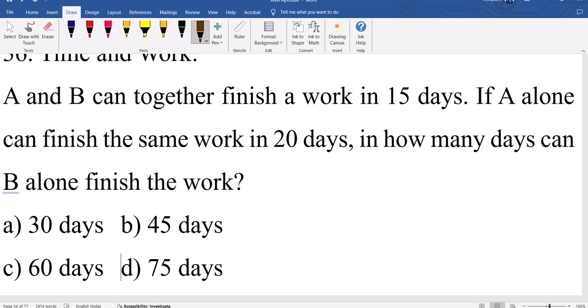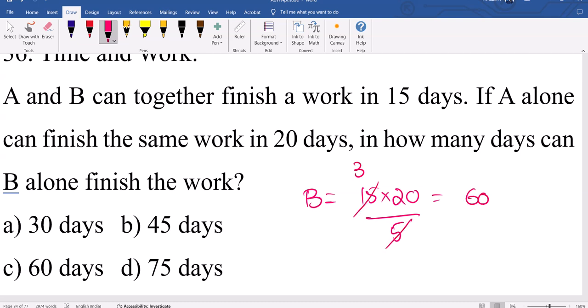A and B together take 15 days. A alone takes 20. B alone how much? When together is given and you have to calculate alone, the shortcut is product divided by difference.